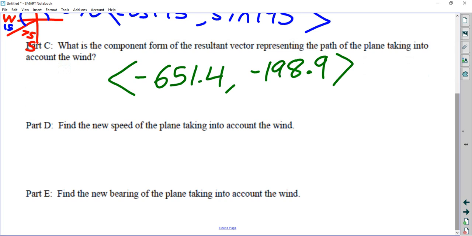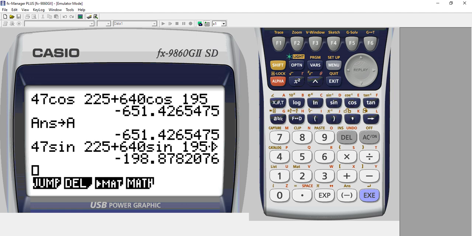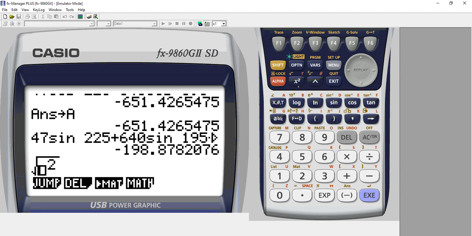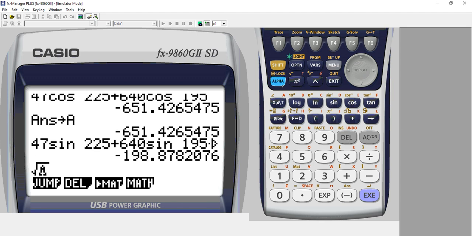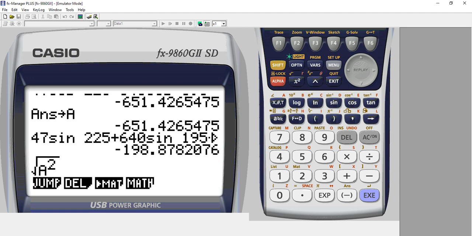Now to find the new speed, speed is magnitude. So to find the magnitude of this, it's the square root of a squared plus b squared. We save those things as A and B so that I can type it in exactly like that in my calculator. That's why I stored them as A and B. If you didn't do the store button, you have to type out those numbers. Square root, A squared plus B squared. If your calculator does not make the big square root around it, you need parentheses around it.